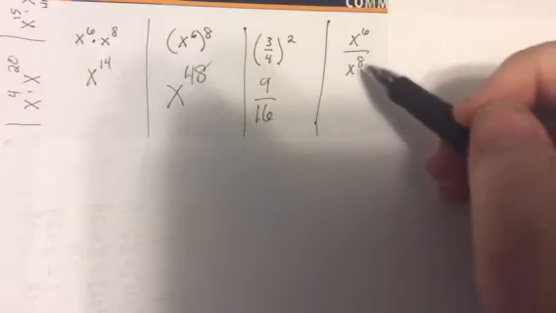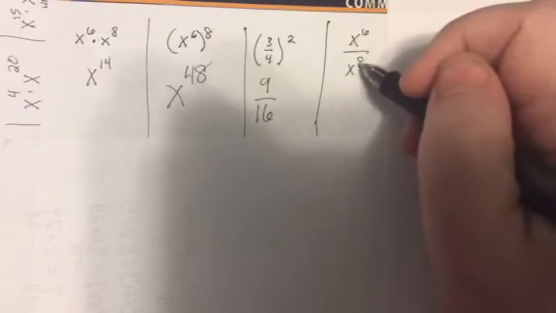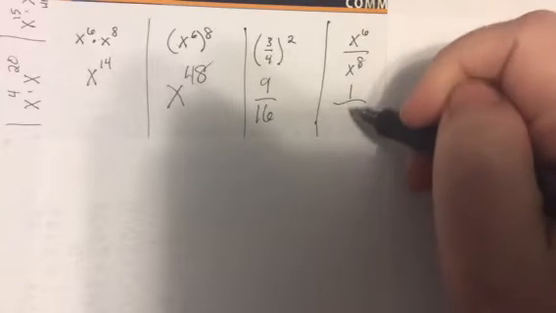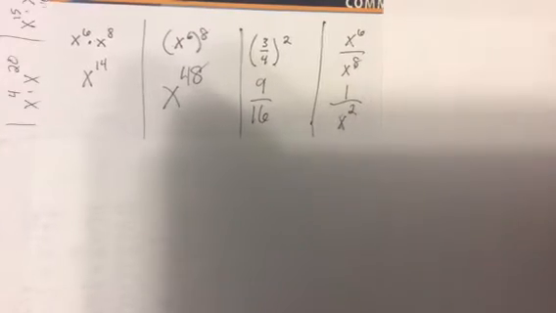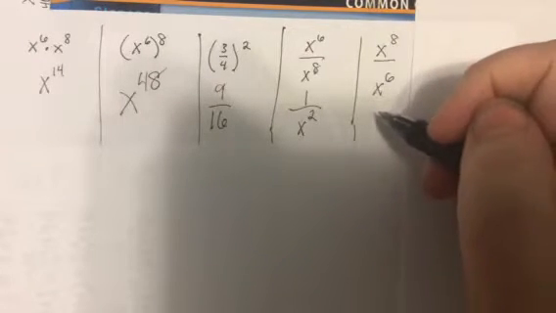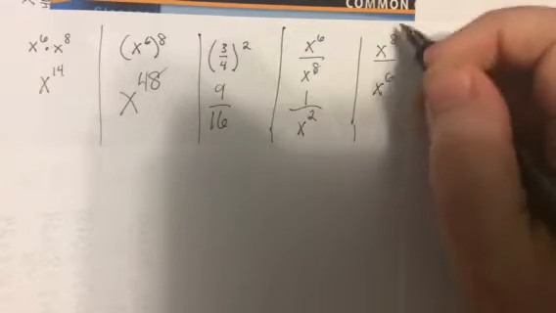Hey, when I'm dividing two things with the same base, I subtract and keep it where the larger power was. So 8 is bigger than 6, so you'd still have some on the bottom. Oh, the bigger one is on top. So it'd be 8 minus 6, 2.